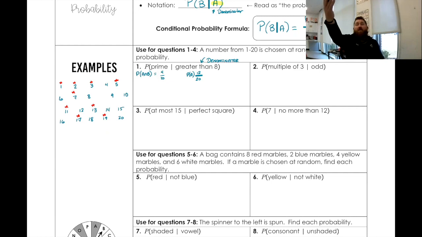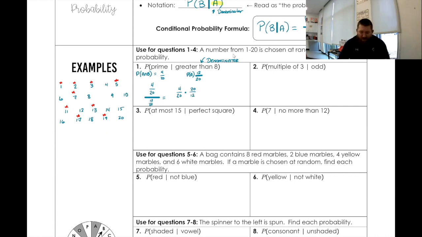Now we're just going to plug those into our equation. The probability of A and B is 4 over 20, divided by the probability of a number greater than 8, the probability of A, which was 12 over 20. You can put that right into your calculator, and if you use parentheses, you're going to be great. But in math, we can't divide a fraction, so we multiply by the reciprocal: 20 over 12.